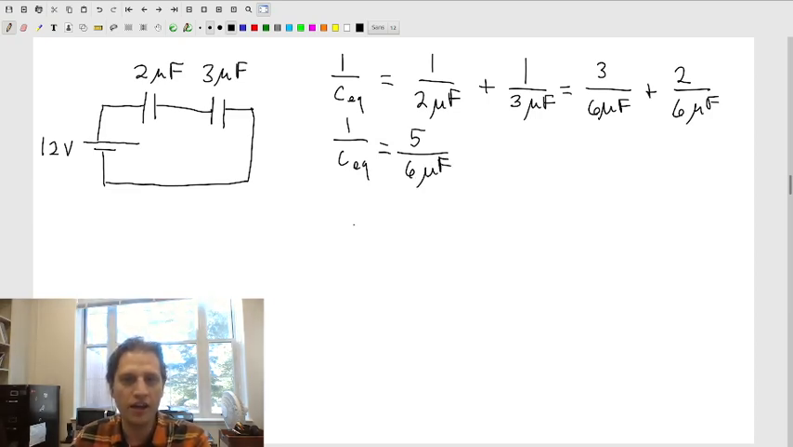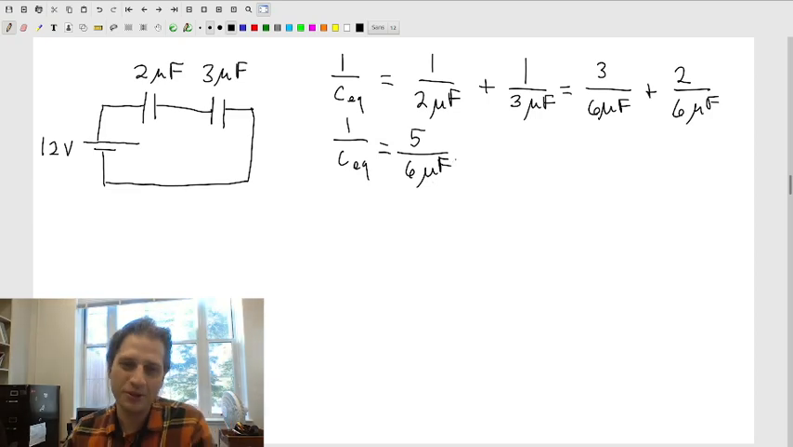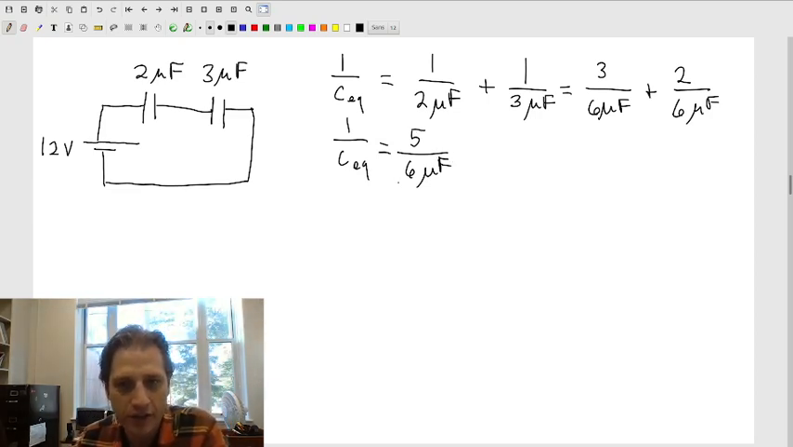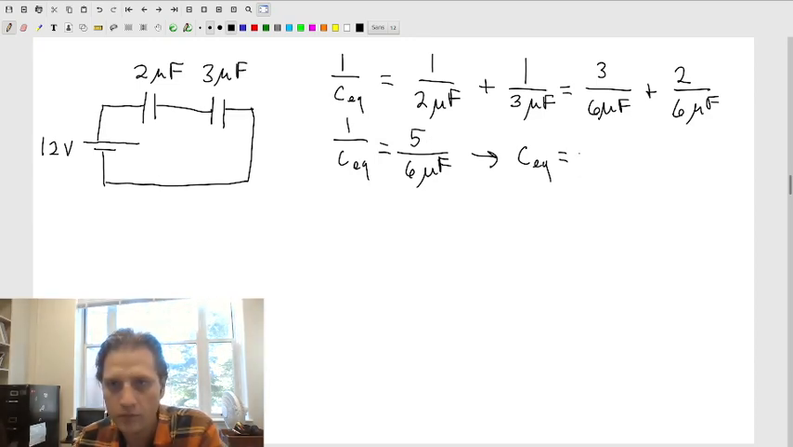Now some people, when they're doing this problem for the first time, will look at this and say, oh great, 5/6 microfarads. Is that my answer? No, that is 1 over the equivalent capacitance. So now you have to take 1 over both sides, and you find that your equivalent capacitance is 6 over 5. Okay, so it's going to be 6 microfarads over 5, which gives you 1.2 microfarads.